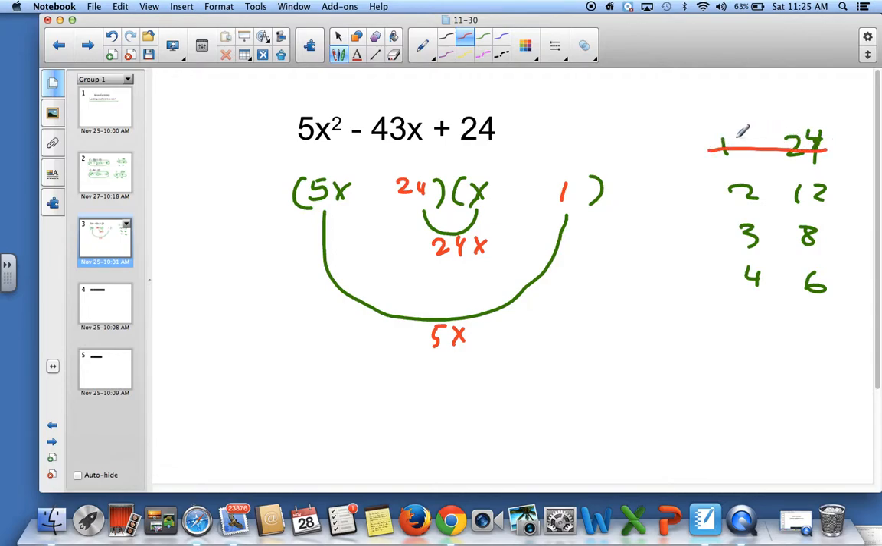So 1 and 24 is not a solution. That's kind of what we want to do, see if we can eliminate some of the solutions that they give us. Okay, so it's not 1 and 24. Let's get those out of there.